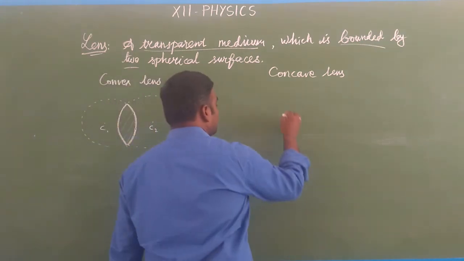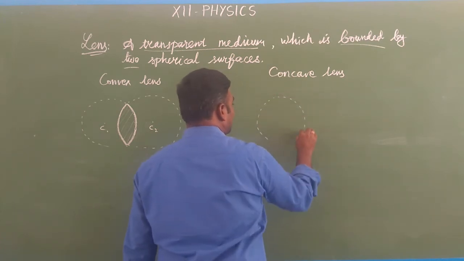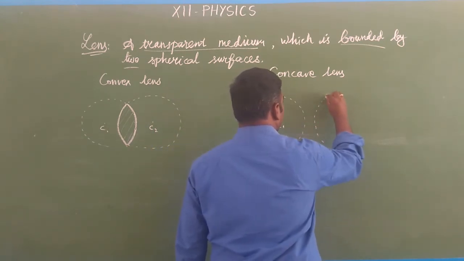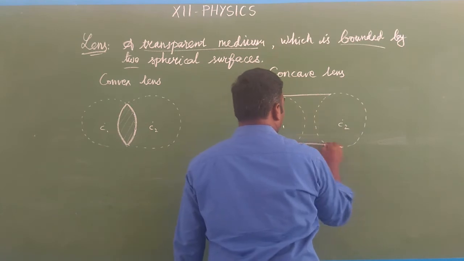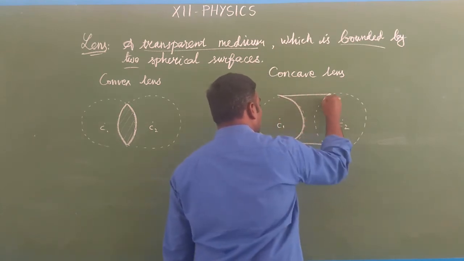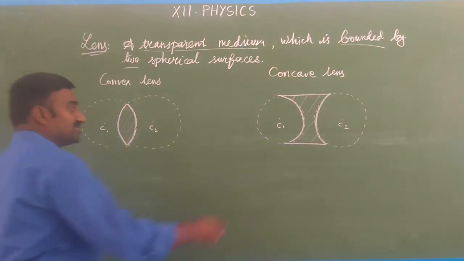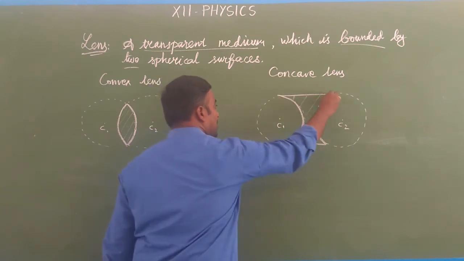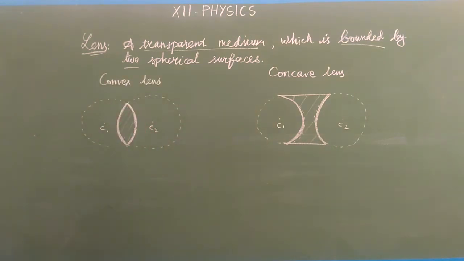Similarly, a concave lens is formed by two spherical surfaces. The first spherical surface has center of curvature C1, and the second spherical surface has center of curvature C2. So a lens is formed by bounding two spherical surfaces. This is called a concave lens because both sides are curved inwards. The curved inwards portion is called concave, and the bulging outwards portion is called convex. So a spherical lens has two centers of curvature.